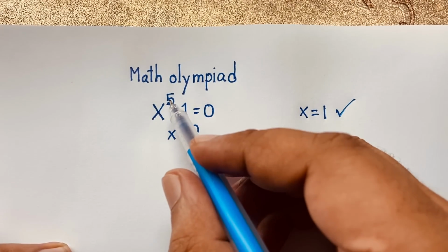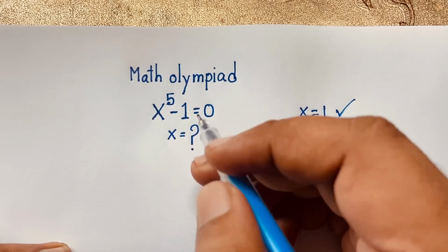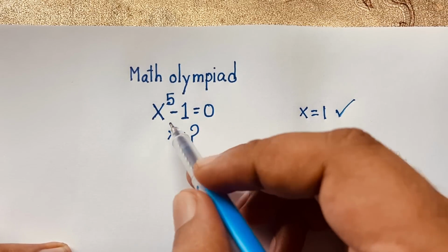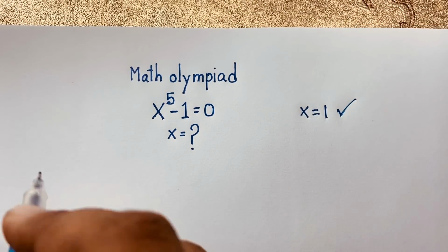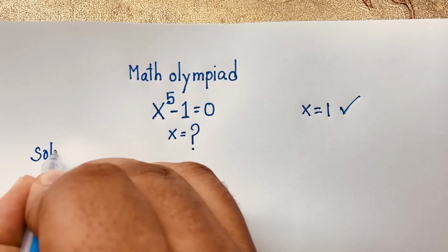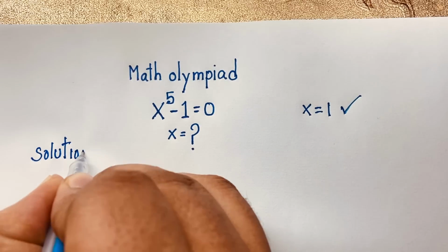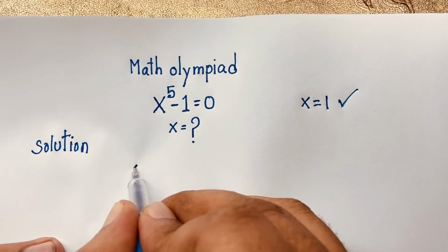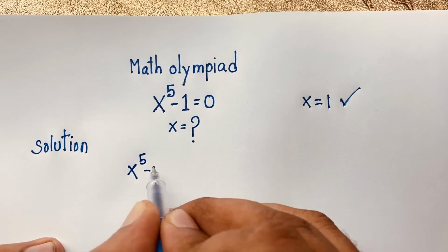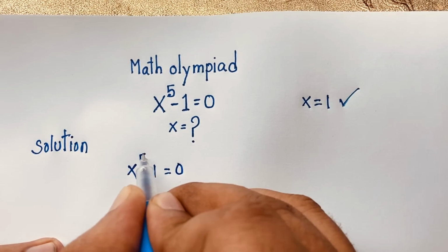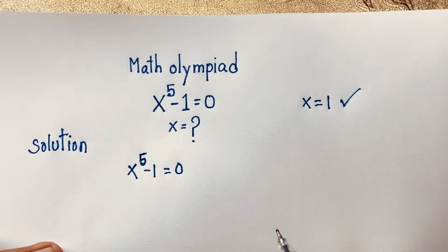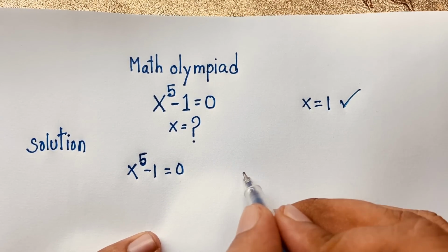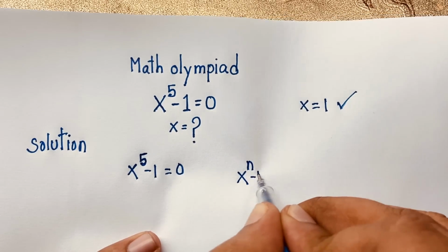But here is x to the power 5, so you know that there are 5 roots. So we'll find out all solutions. We'll find out 5 roots. So, solution: our question will be x to the power 5 minus 1 is equal to 0. This is our question.